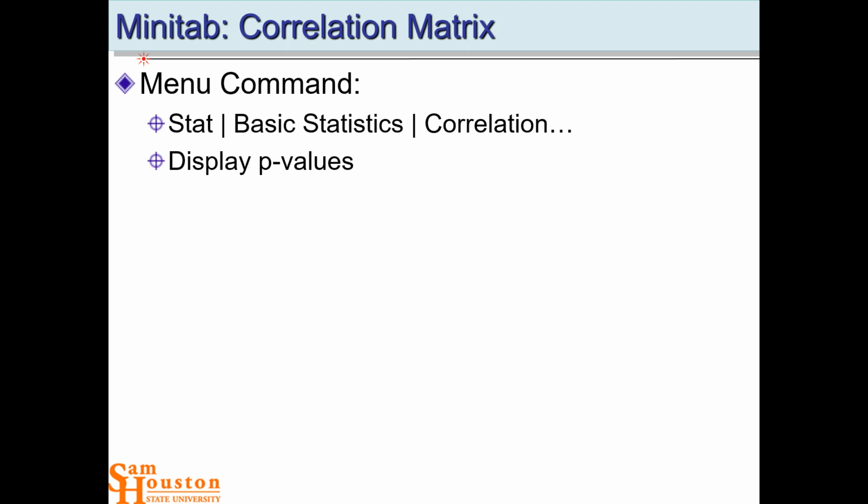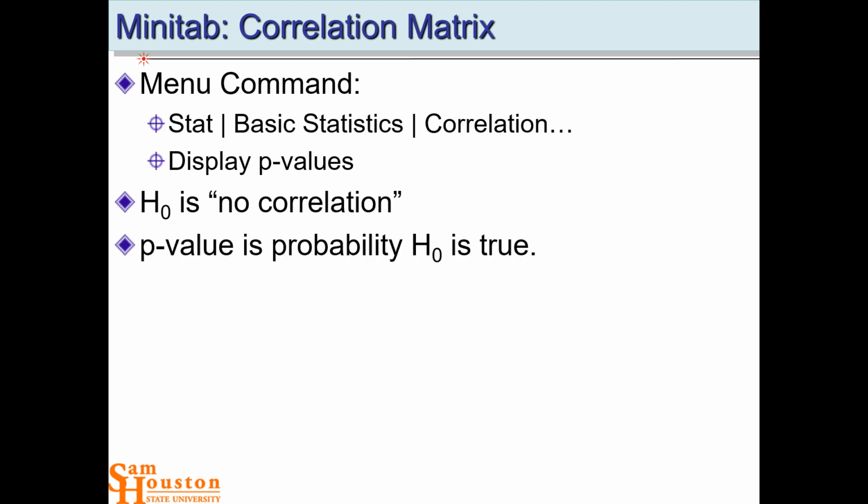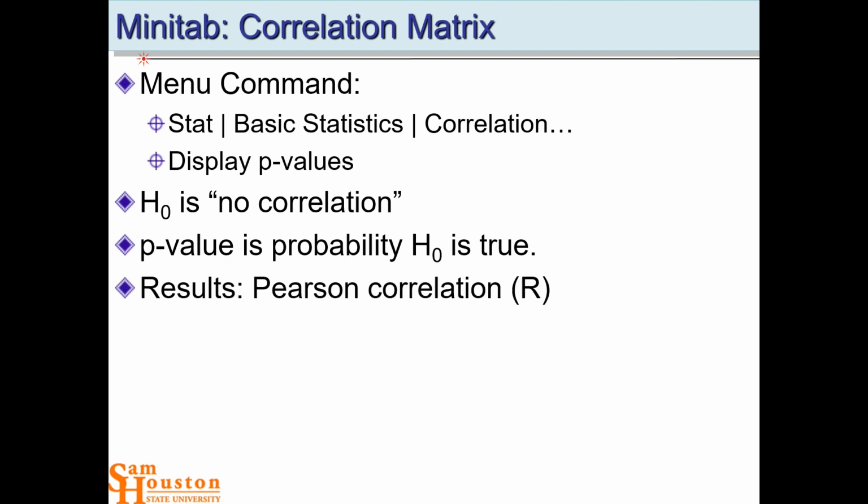So let's run the numbers on this. If we go to the stat menu, basic statistics, correlation, and tell it to display the p-values, the null hypothesis is there's no correlation. Okay? So you've got to know what your null hypothesis is. So this is going to say there's no correlation, and then it's going to analyze procaine versus cocaine, procaine versus caffeine, and caffeine versus procaine. So the p-value is the probability that there's no correlation.